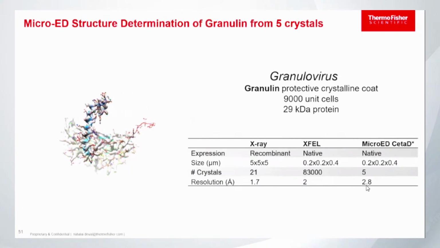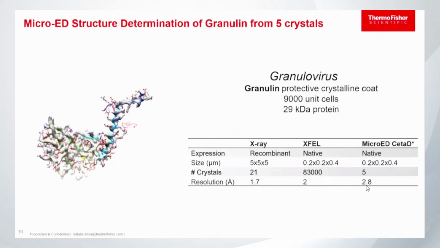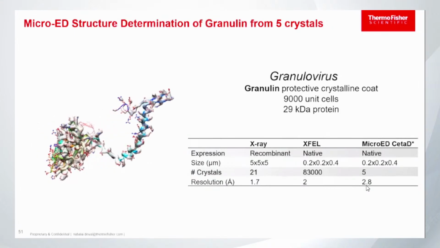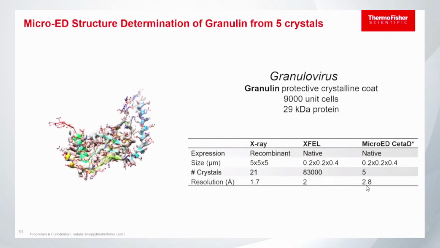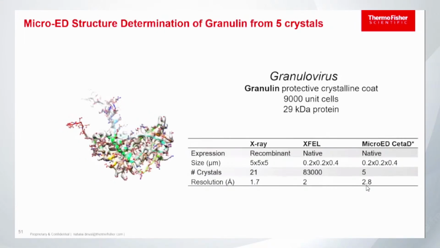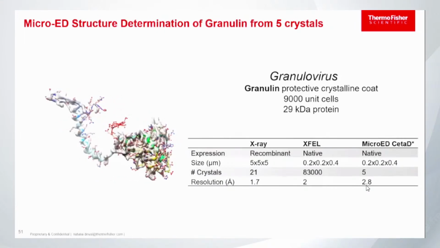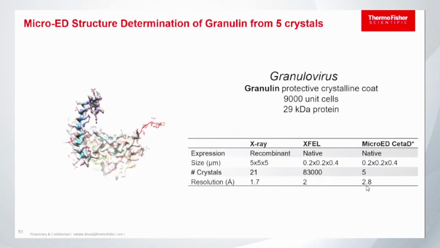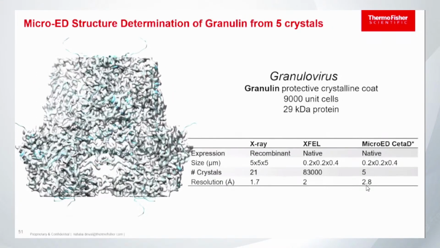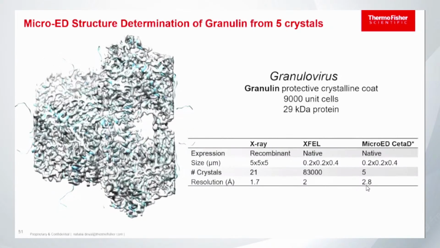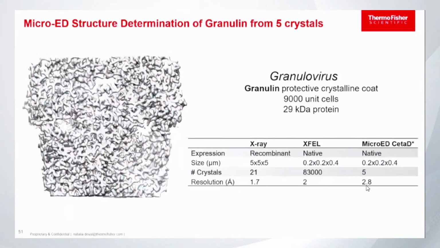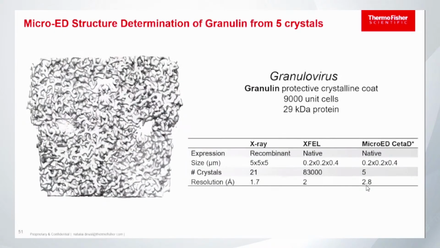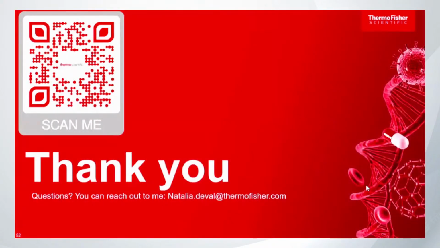So micro-ED is a good compromise where you can still use small crystals, and a very small amount, probably 5 crystals is enough, on average 5 to 10 usually. The resolution is still the worst of all three, but I think it's a good balance. You can use your microscope in-house without the need to go to the synchrotron, and you can still use those crystals. So, think about it. And with that, I'm done.